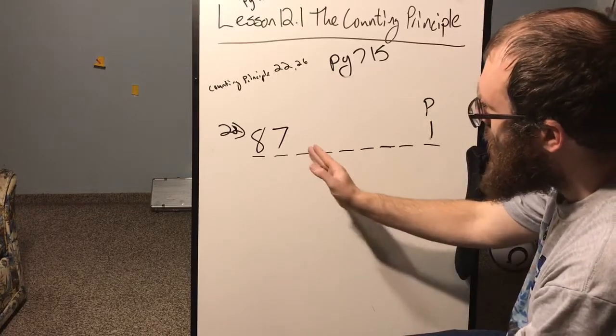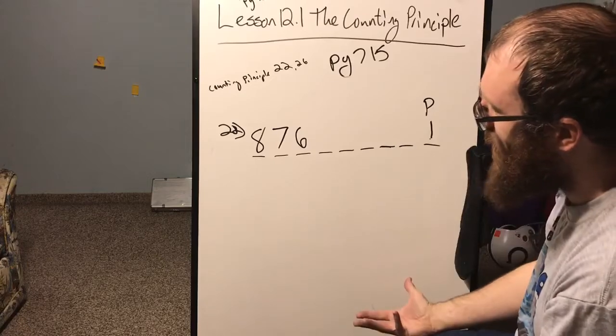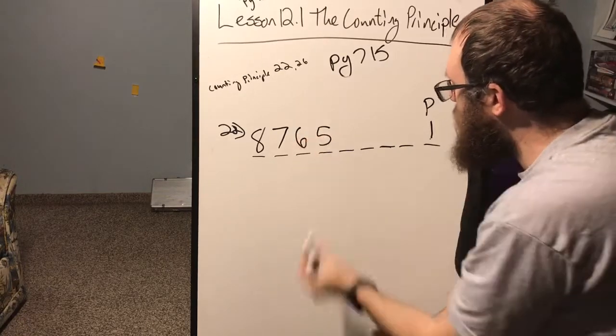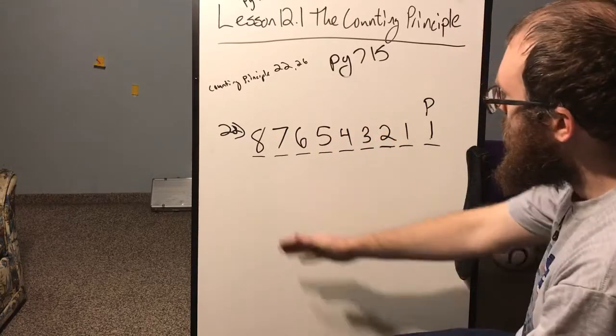And then when I go to pick the next position, I only have 6. And see, my choice gets easier as I go. Once I start putting people in places, I have fewer people to choose from, all the way down to the bottom.